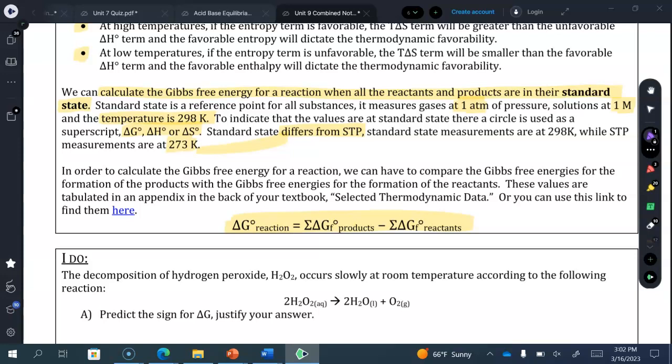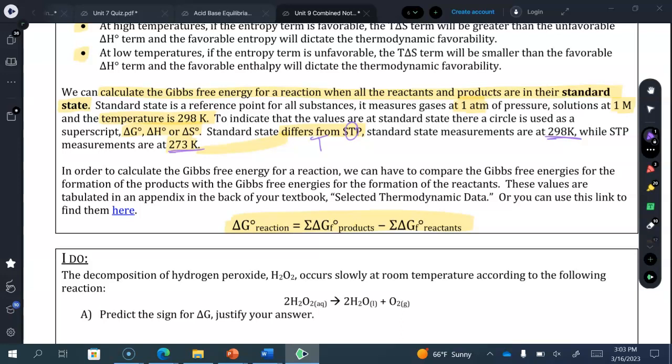Standard state is a reference point for all substances, and it measures gases at 1 atmosphere of pressure, solutions at 1 molarity, and the temperature at 298 Kelvin. To indicate that the values are at standard state, a circle is used as a superscript, as shown in these. The standard state, please remember, differs from STP, so the temperatures will differ. 298 Kelvin for standard state, and standard temperature and pressure for gases is 273 Kelvin, so those are different.